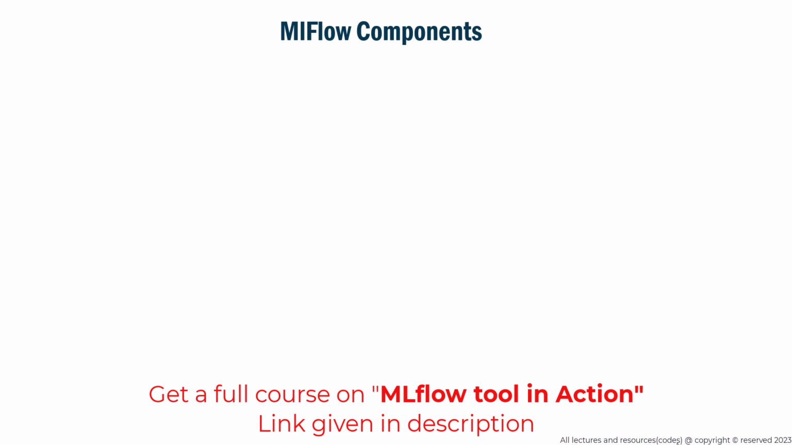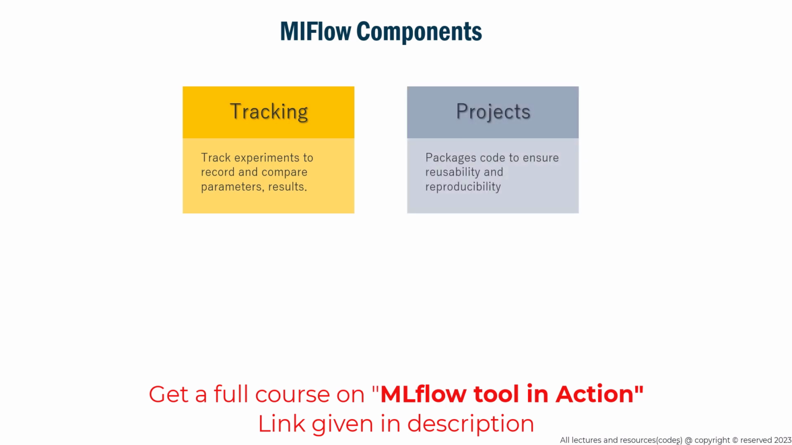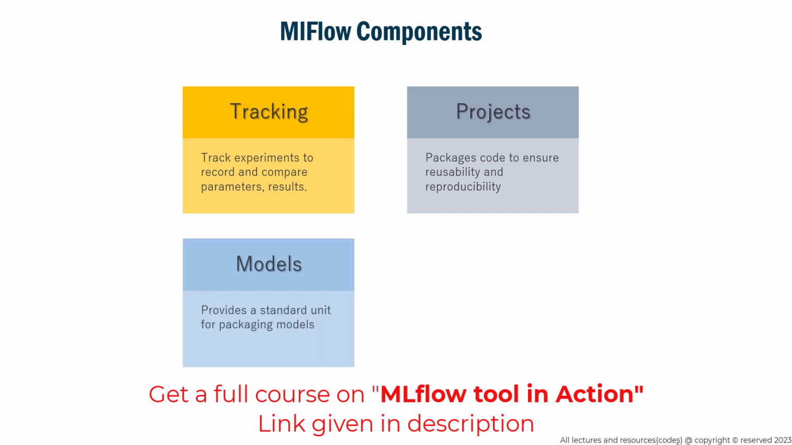It has 4 primary components, each of which solves the problems that were discussed earlier. MLflow Tracking. This component is used to track experiments to record and compare parameters and results. MLflow Projects. This component packages code used in the data science projects, ensuring it can easily be reused and experiments can be reproduced. The MLflow Model component provides a standard unit for packaging and reusing machine learning models.